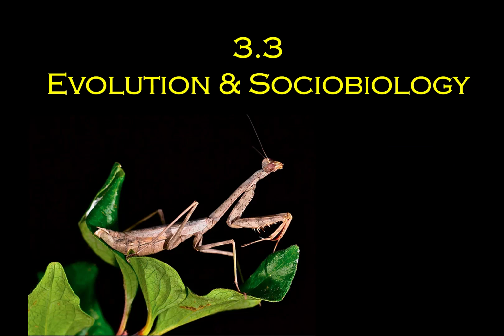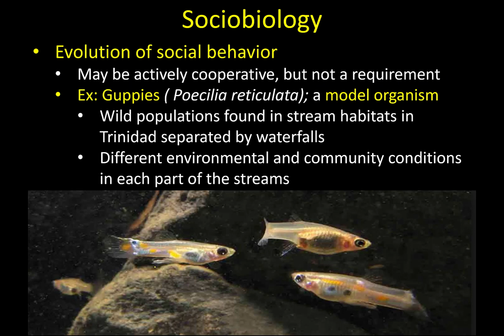There's one more topic I want to cover. It's the connection between evolution and behaviors associated with something called sociobiology. Sociobiology is the study of the evolution of specifically social behavior. Animals that live socially may be actively cooperative, sharing food, sharing responsibilities, but that's not a requirement. Just living in a group, living near others of your own species is enough to be considered social.